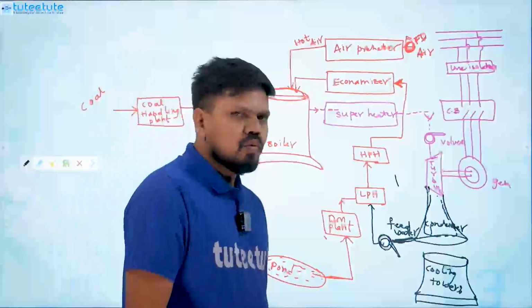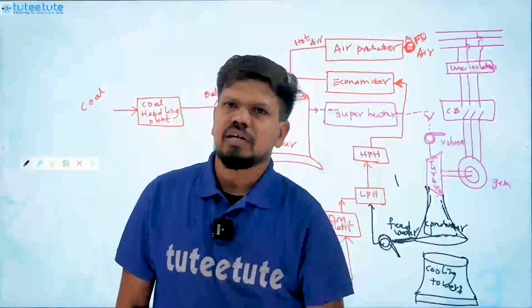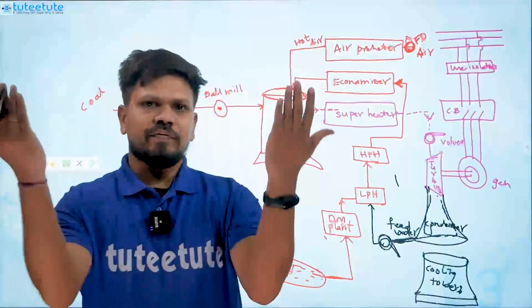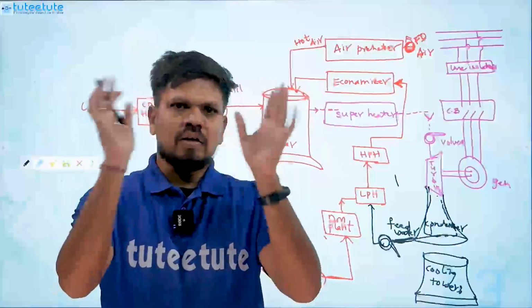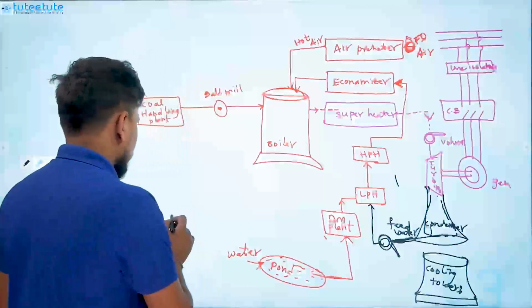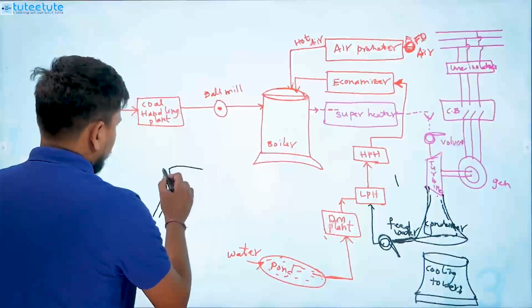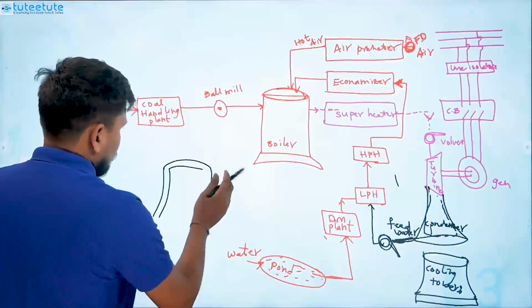Okay, so if you observe one thing, inside the cooling tower nothing will be there, only the surface. So there will be 2 layers inside. Okay, so I will just draw it here first. So this is the cooling tower.